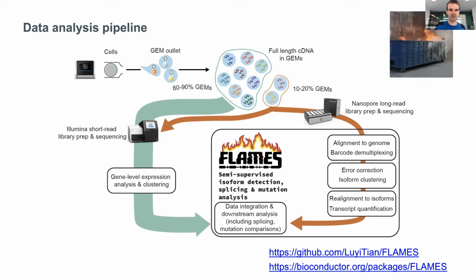So our method was called FLAMES, which stands for full length analysis of mutations and splicing in single cell long read data. And the first step of FLAMES is to take all your long reads, while taking account of the barcodes that you learn from the short read data, which has a very high accuracy, so you can get a very good idea of the barcodes present in your data. So you can look to match those barcodes, keep track of them, and then first align to the genome using Minimap2. The next step is to correct the reads for errors and cluster isoforms that are highly similar.